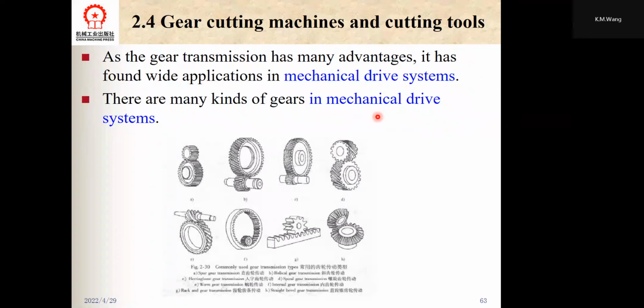in mechanical drive systems. With the development of transmission technology and industry, the requirements for gears are getting higher and higher. There are many kinds of gears in mechanical drive systems.